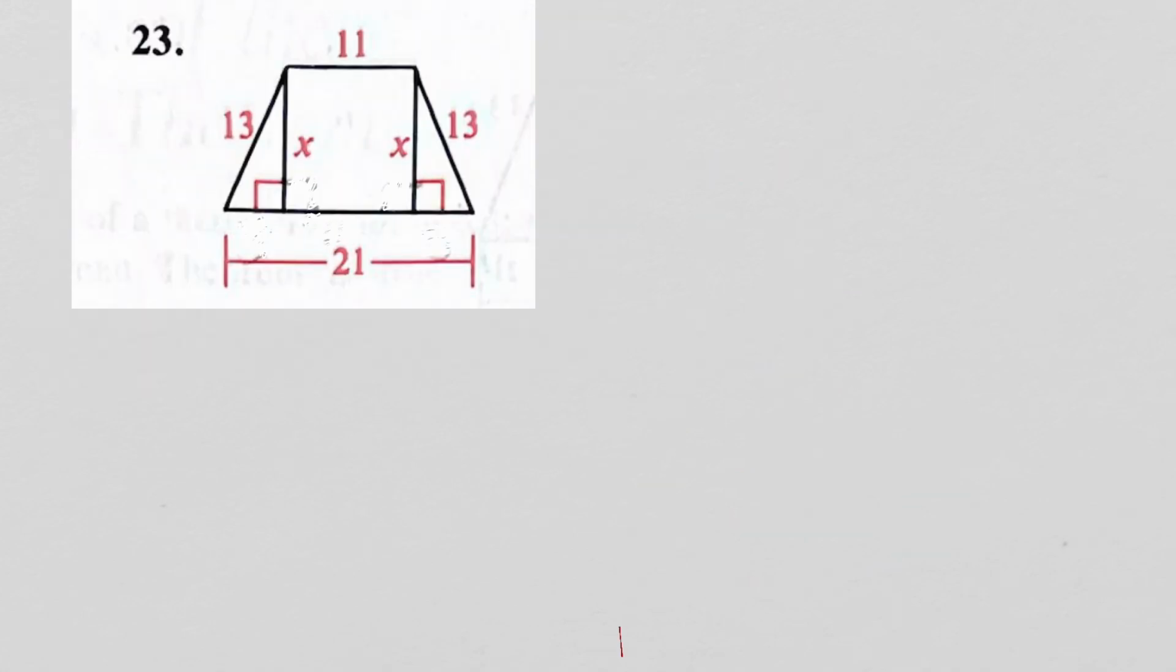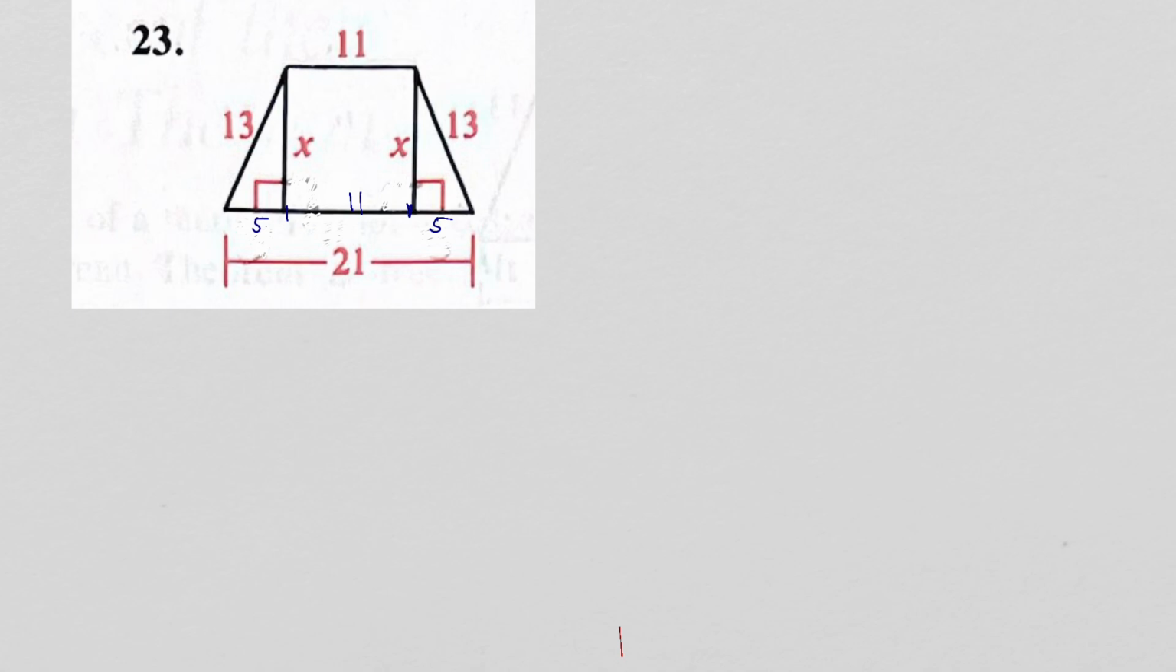Okay, in this problem, these are right angles. So this distance from here to here must be 11. And if the distance from all the way across is 21, that means that there must be 5 missing from here and here each to make up 10. So in other words, this has got to be 5 and this has got to be 5.